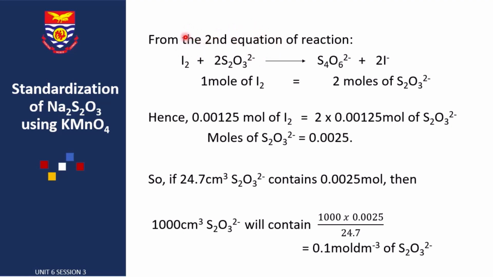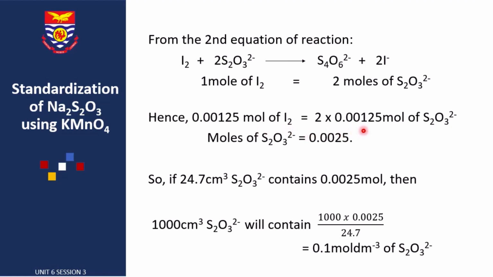And so right from here, we look at the reaction between the iodine and the thiosulfate. From this reaction equation, 1 mole of the iodine would produce 2 moles of the thiosulfate ion. So if 1 is equal to 2, then 0.00125 is equal to what? When we work this out, we are going to get 0.0025. Now this is the number of moles of the thiosulfate ion.